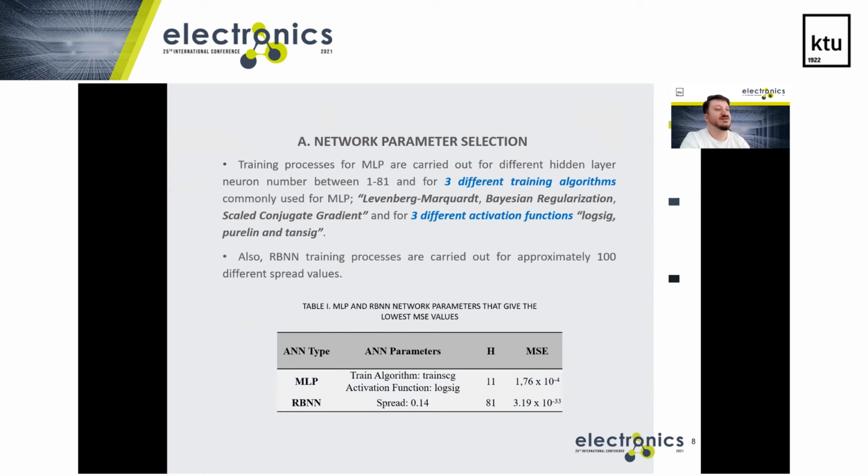Also, we determined the parameters of the neural networks during a lot of training processes. The training processes are carried out for different hidden layer neuron numbers, for three different training algorithms, and for three different activation functions. Also for RBNN, the radial-based neural network, the training processes are carried out for approximately 100 different spread values. So in table 1, we can see the parameters which give the lowest training errors. We are going to use the networks with these parameters to determine the gain values of the controller.